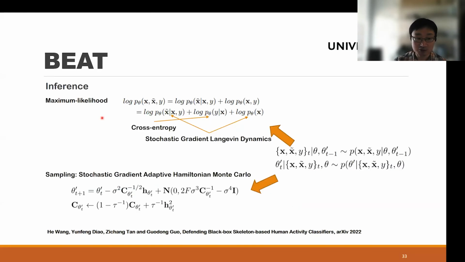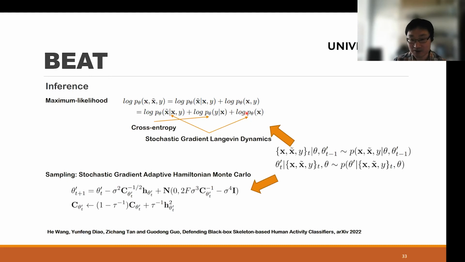Specifically, when we do maximum likelihood, we just decompose this into 3 terms, where this one is again a normal classifier, right? Given clean data, we want to predict the class label. So this part can be replaced by minimizing cross entropy.